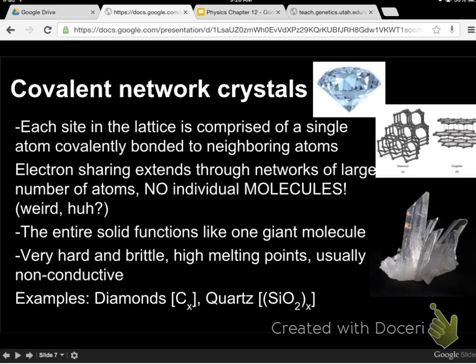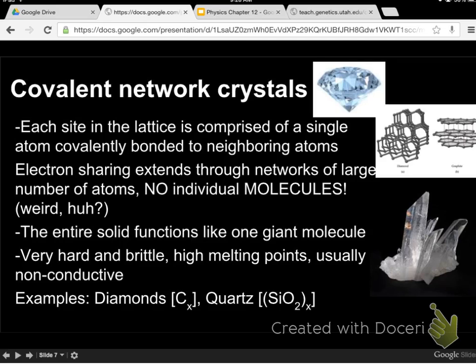So diamonds are just carbon, pure carbon. We show it as C subscript x to indicate that it's this big network, but we can't answer how many carbon atoms. Quartz is another one. It's a silicate mineral, silicon dioxide, and all of those little SiO2s are sharing stuff. So these things are not typically very conductive. They're better insulators than they are conductors, but they have incredibly high melting points.